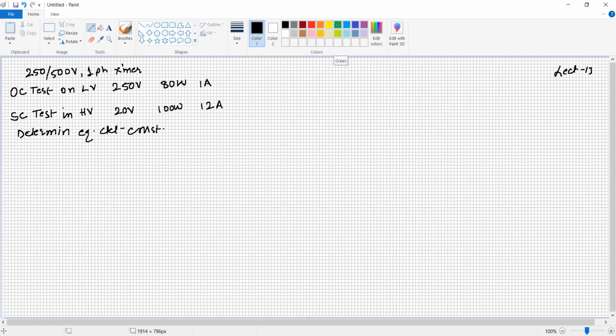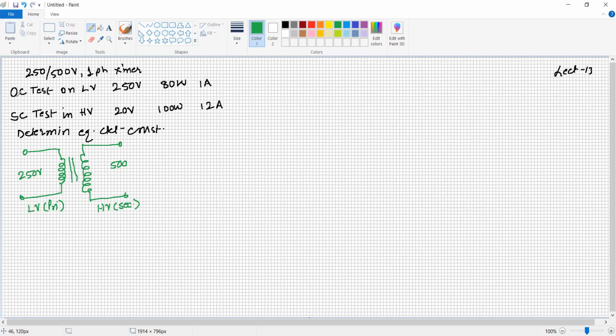Okay, so here the single phase transformer, LV side, HV side, large number of turns. So the voltage is 250 volt. It is LV, and we will consider it as the primary side. It is 500 volt, so it is HV, and it is the secondary side.